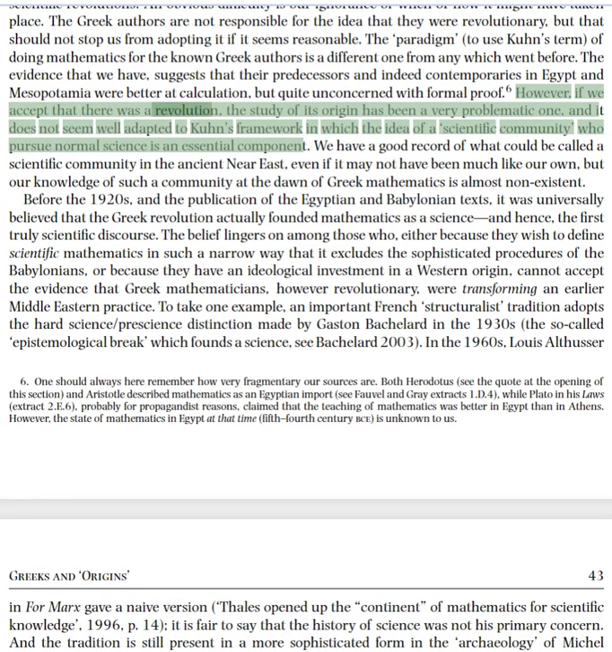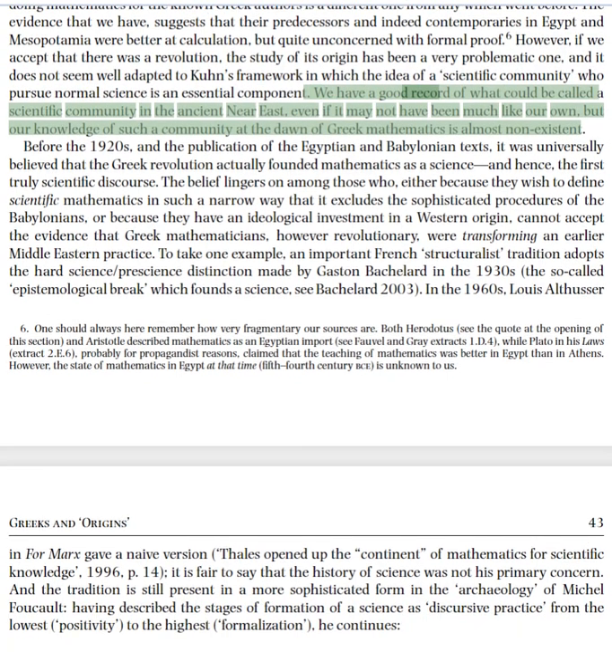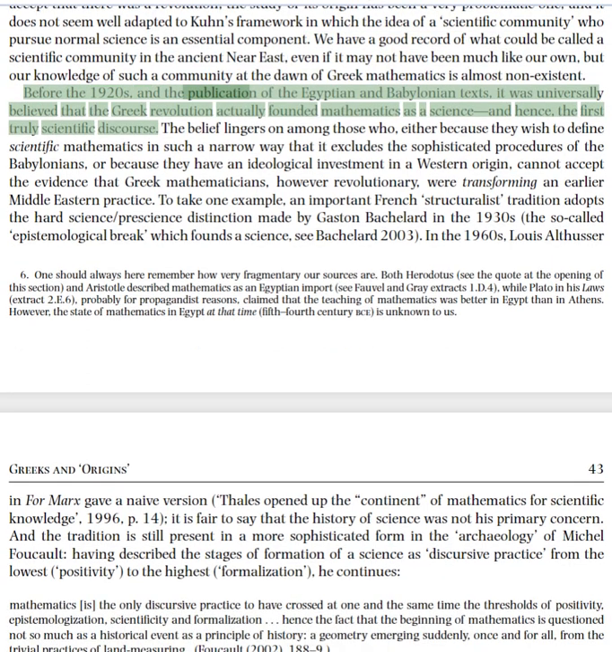However, if we accept that there was a revolution, the study of its origin has been a very problematic one, and it does not seem well adapted to Kuhn's framework in which the idea of a scientific community who pursue normal science is an essential component. We have a good record of what could be called a scientific community in the ancient Near East, even if it may not have been much like our own, but our knowledge of such a community at the dawn of Greek mathematics is almost non-existent. Before the 1920s, and the publication of the Egyptian and Babylonian texts, it was universally believed that the Greek Revolution actually founded mathematics as a science, and hence, the first truly scientific discourse.